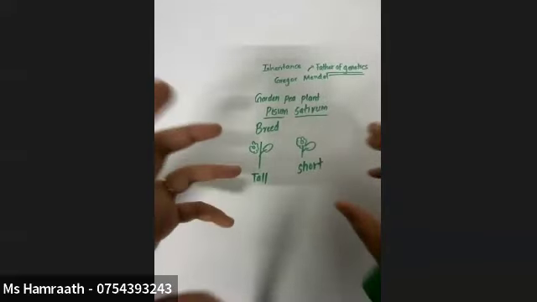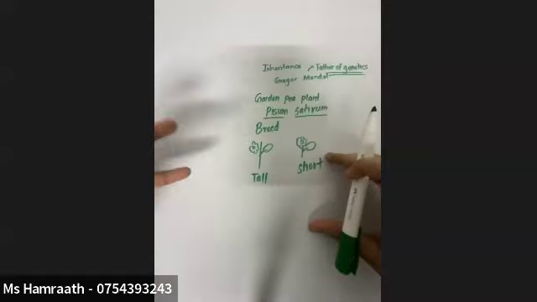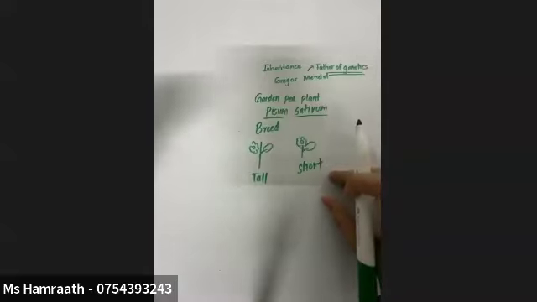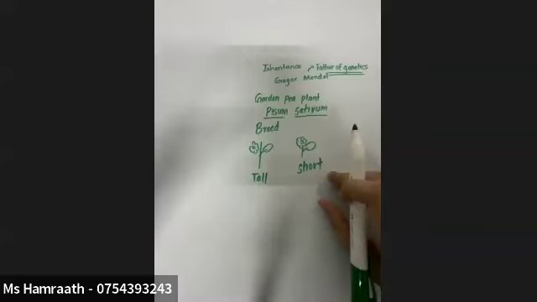Once he did the cross-pollination, you know that once the pollination has taken place, it will undergo fertilization. So with fertilization, what will happen? The flower will turn into fruit. Now inside the fruit, what do you have? You have the seeds inside the fruit.